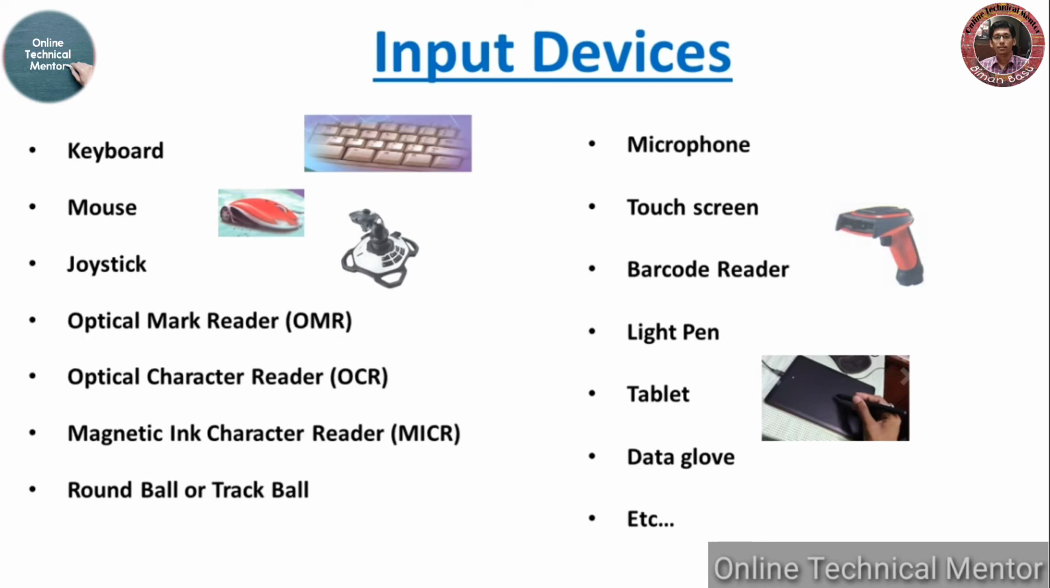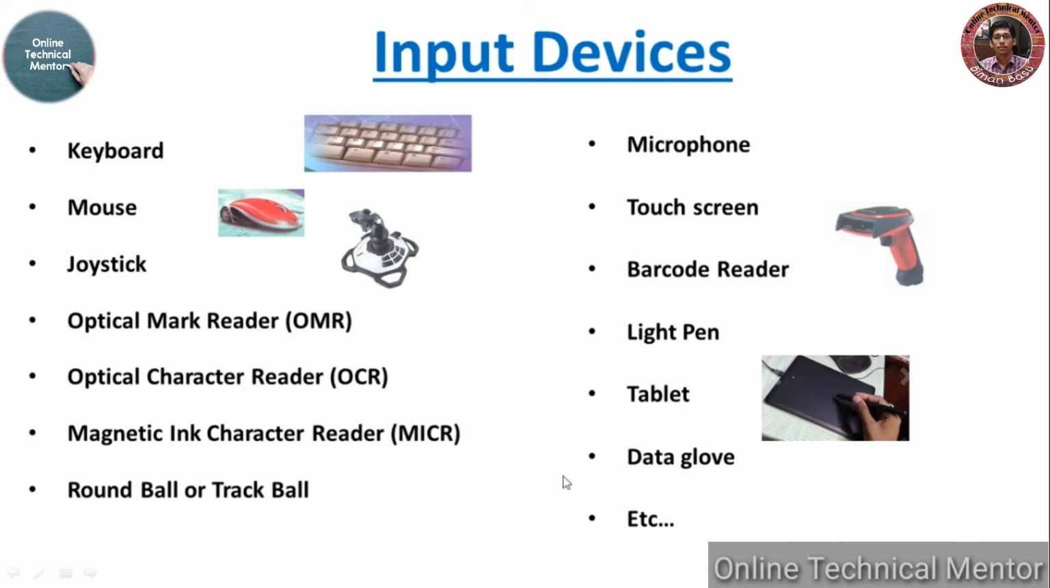It's not possible for me to give the diagram of each and every component, so you can find the diagrams on the internet. Next, the other input devices are roller ball and trackball, microphone. I think you all know microphone, touch screen, barcode reader. I think you have seen this machine in shopping malls. Then light pen, tablet. Tablet means it's one kind of pad and it has a pen. So whatever you are writing on this pad will be reflected in the computer monitor.